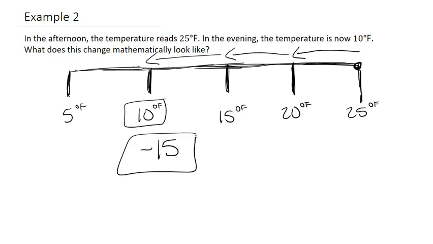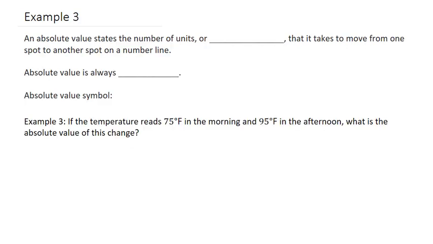So now let's go on and talk about absolute values. An absolute value states the number of units, or the distance, that it takes to move from one spot to another spot on a number line. An absolute value is always positive. An absolute value symbol can be represented like this, with 2 bars and a number in between. Right now we're just going to put a question mark because we don't know the number. It's just a generic symbol.